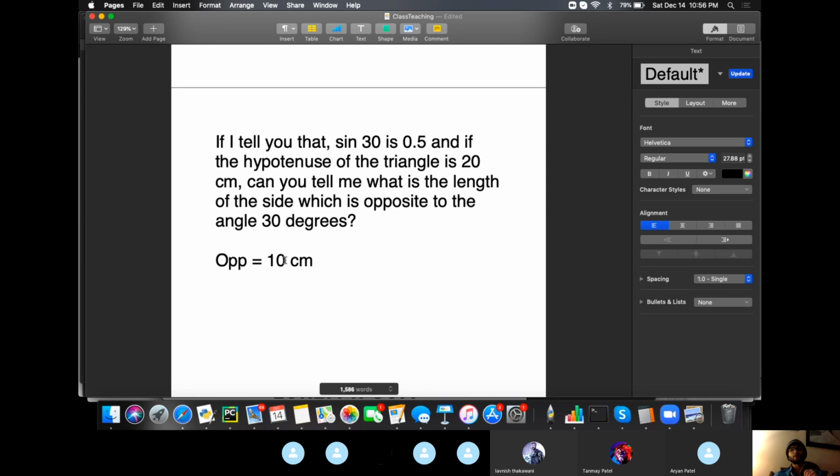Okay, just type yes if you understood what we did in this problem. Very good, Tanvi.